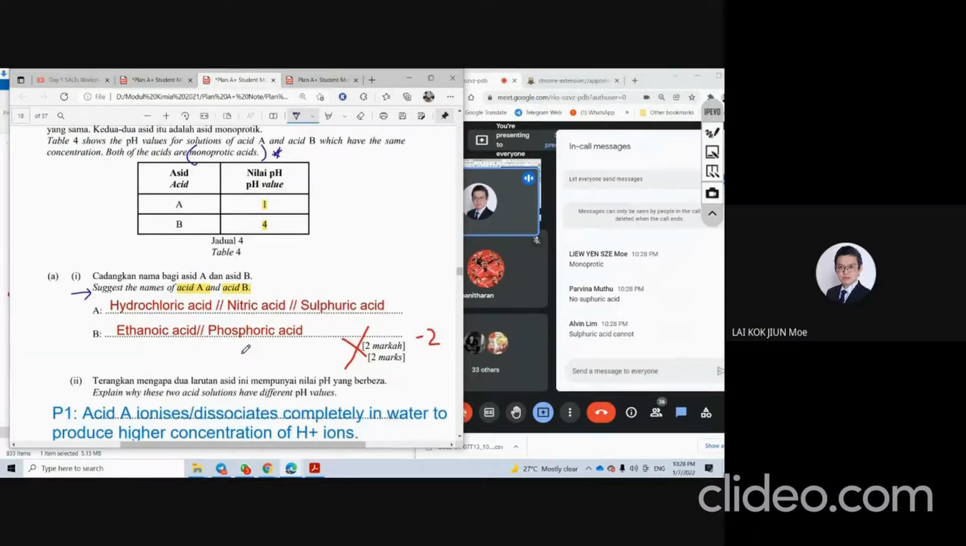Sulfuric acid cannot be accepted here. Cannot. This one can. This one can. Ethanoic acid, no problem. Phosphoric acid can. Phosphoric acid can or not?